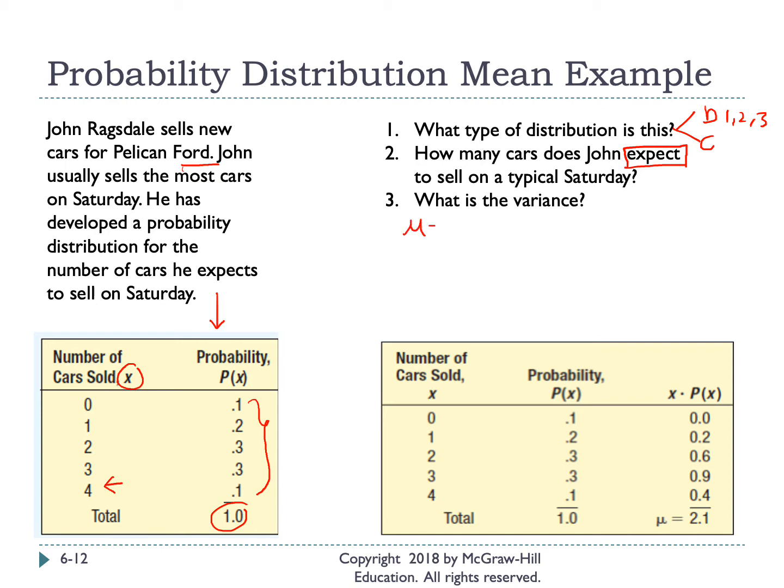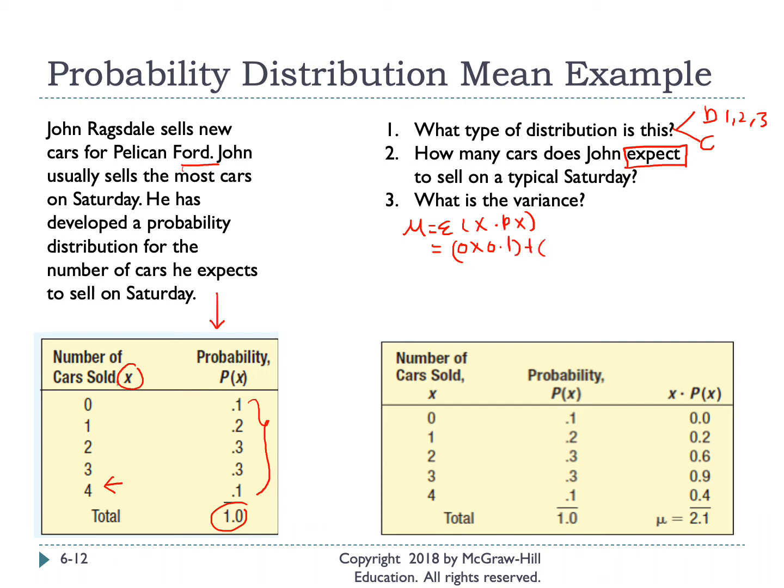Okay, so what is the formula to compute the mean for the probability distribution? The mean is actually equal to the summation of x multiplied by the probability of x. So let's compute it together. What is your first x? 0 multiplied by 0.1. So this is the first x.